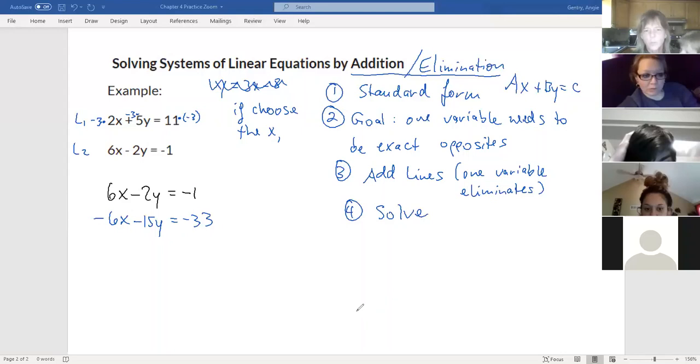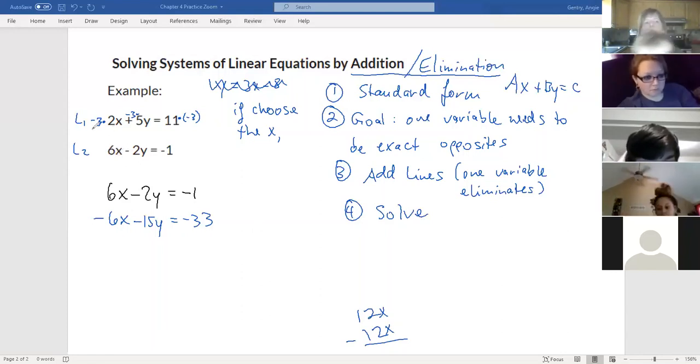Okay, if you choose the x, you can do a bunch of things. If you have a 12x minus a 12x, they would eliminate. But the easiest thing is, if you look at it, you have that 6x right here. And then what's the easiest thing? If you multiply this by -3 times 2, then you get that -6x right here. You see, this is line 2, and this is line 1.